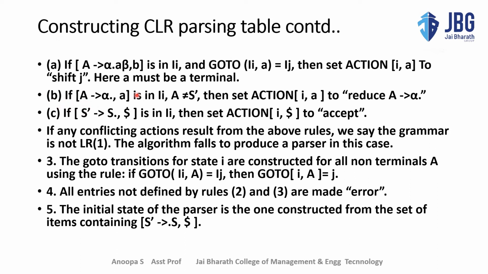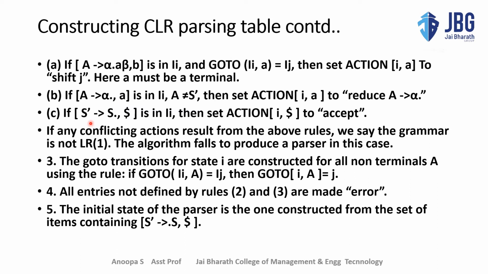Then, this is the only difference in the CLR parser: if we have A giving alpha dot comma a, that is, the dot is at the right end, then you have to perform a reduction action. Wherever you write this A giving alpha, you will write it only under the terminal in the look ahead symbol. In the case of LR, we wrote A giving alpha under all the terminals in follow of A. But in CLR, we will write it under only this terminal. That is the significance of the look ahead symbol.